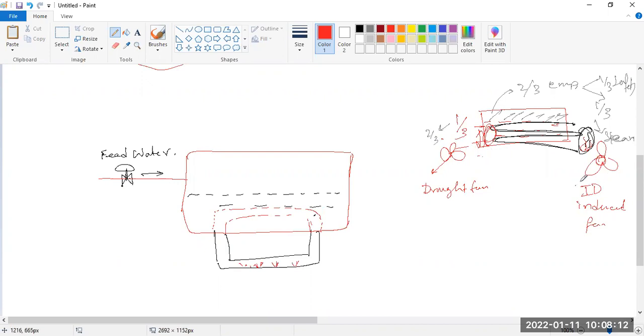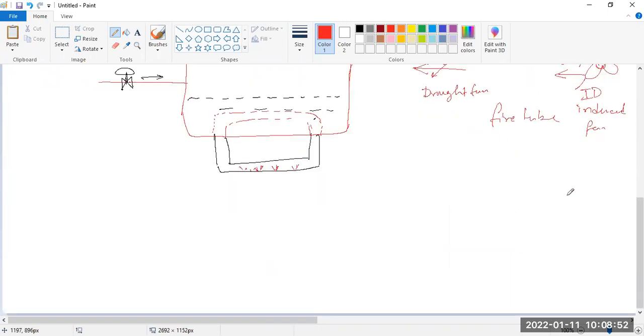This fan induces air and this fan extracts air. So what happens if there is a fire? Through this pipe, all the fire or hot air will be circulating, and after that it will go to the chimney. In this way the fire tube boiler works.